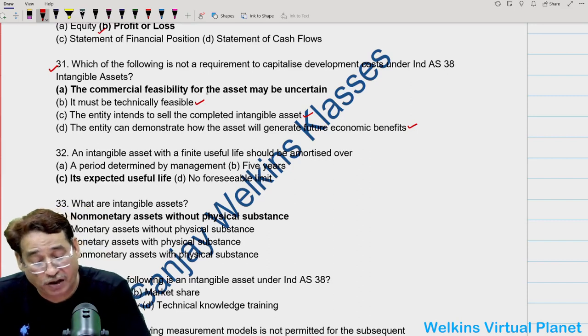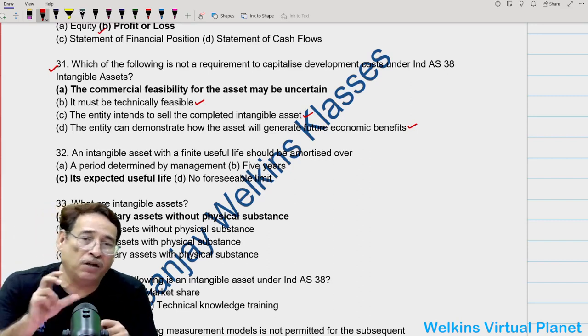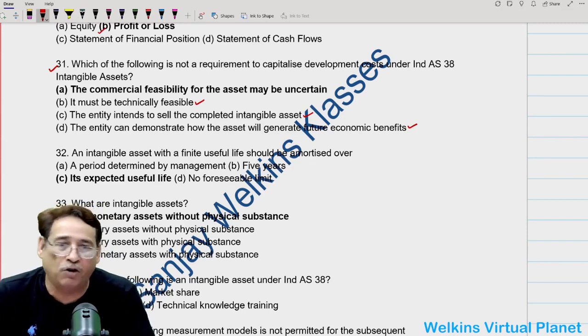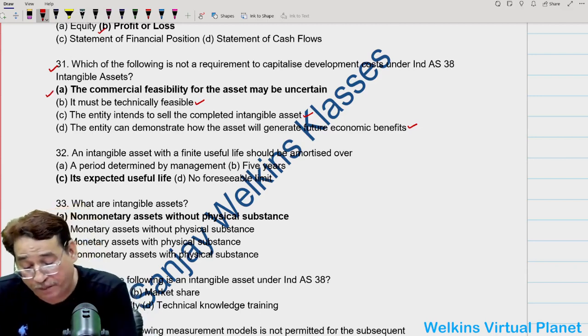However, if commercial feasibility of the asset may be uncertain, that means we are not very sure that commercially we are going to get a return out of this particular development, so we should not capitalize it. So your answer should be A.